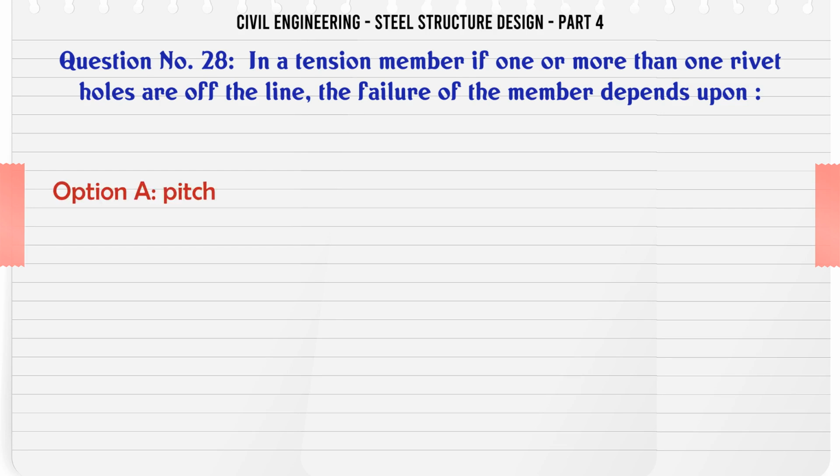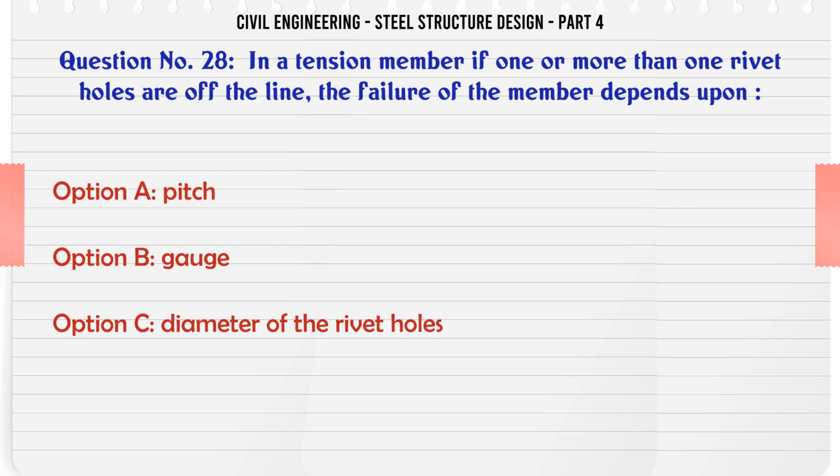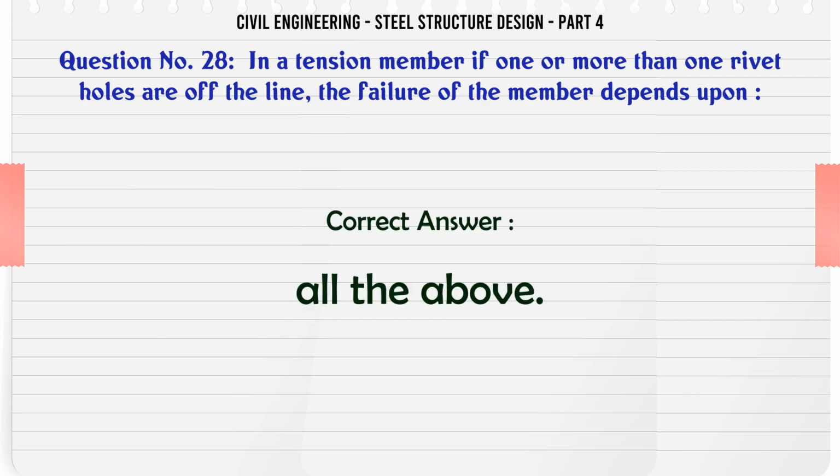In a tension member, if one or more than one rivet holes are off the line, the failure of the member depends upon A. Pitch, B. Gauge, C. Diameter of the rivet holes, D. All the above. The correct answer is all the above.